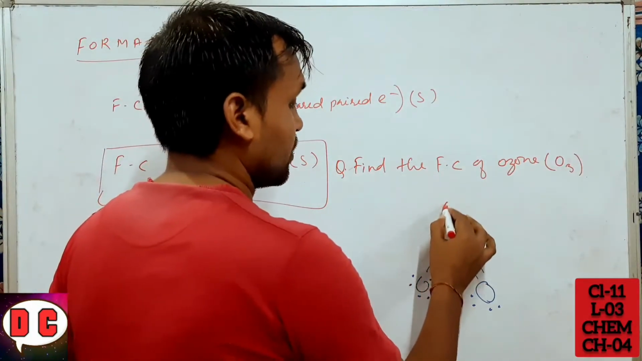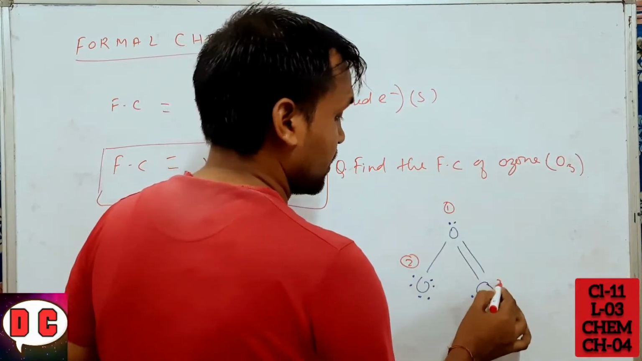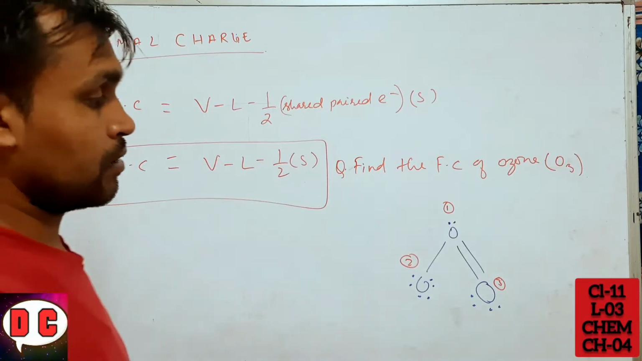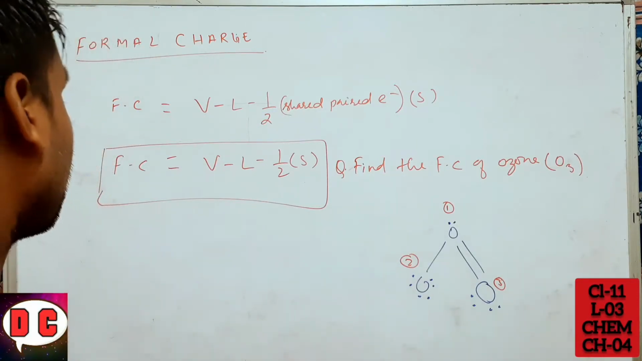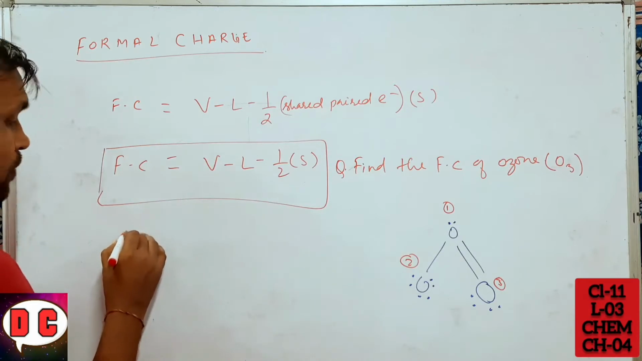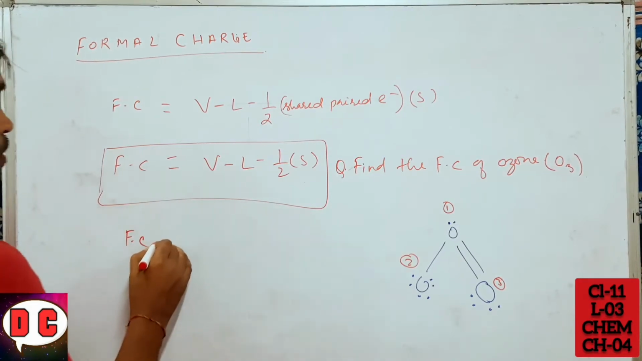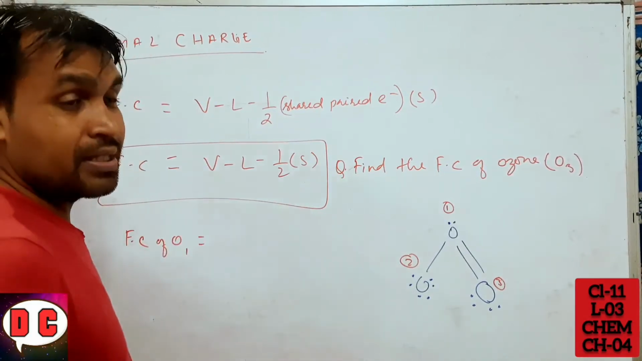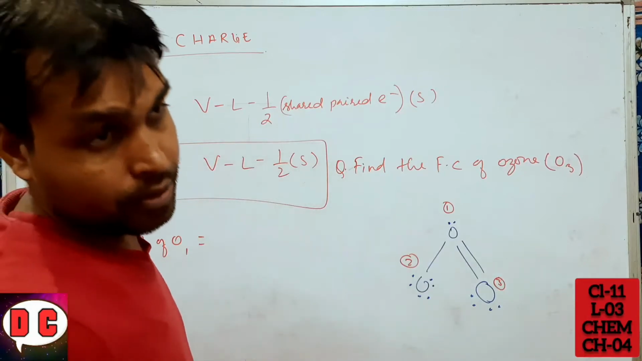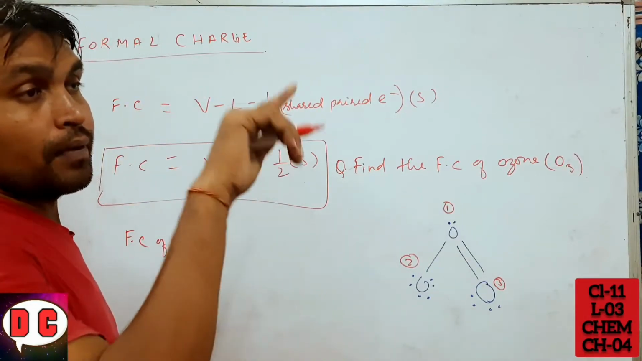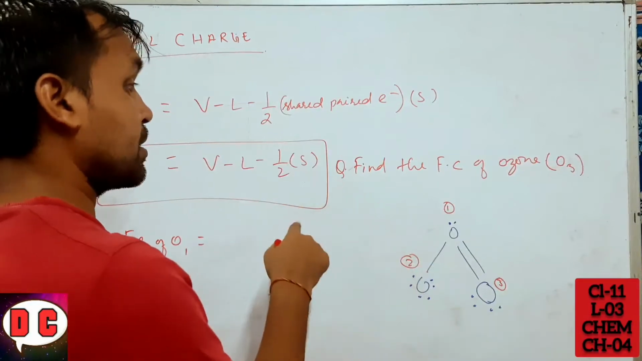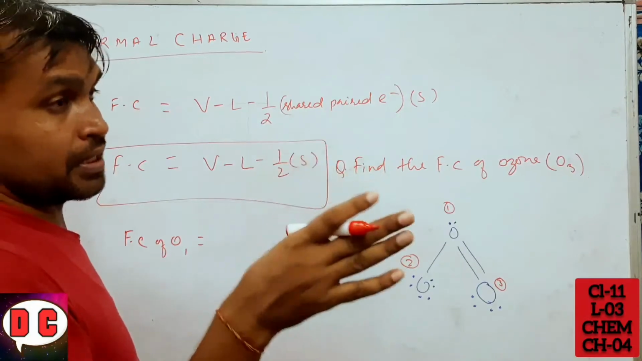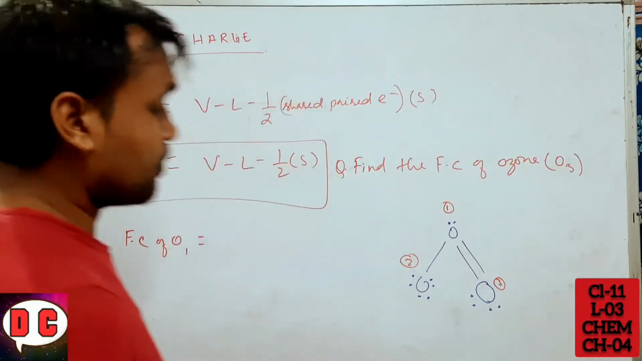Now we'll mark this oxygen as 1, this oxygen as 2, and this oxygen as 3. One by one we will calculate the formal charge on each oxygen. First, let's calculate the formal charge of oxygen 1. Formal charge of O1 equals valence electrons. What is the number of valence electrons in oxygen? Valence electrons means the number of electrons present in the outermost shell. The atomic number is 8, so 2, 6. So 6 is the number of electrons present in the outermost shell.